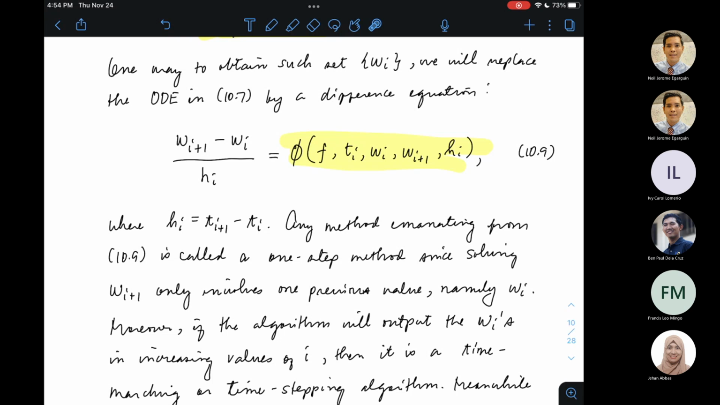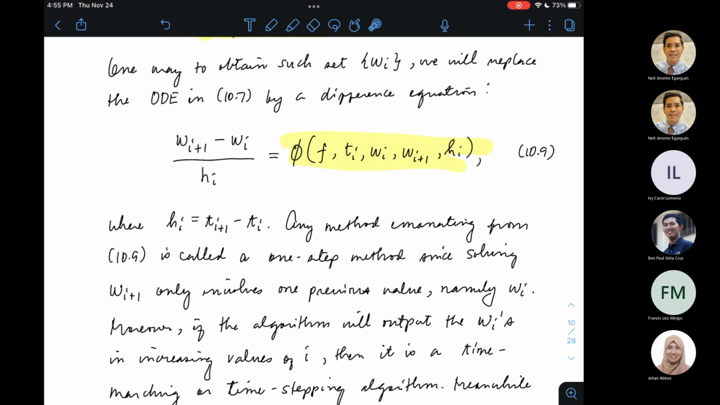Siya lang yung increment dun sa discretization dun sa x-axis, right? So h sub i is the difference between two consecutive t sub i's. Usually we choose h sub i to be constant, all right, or to be equal to each other. So meron tayong uniform step size. Pero in general, h sub i can vary.